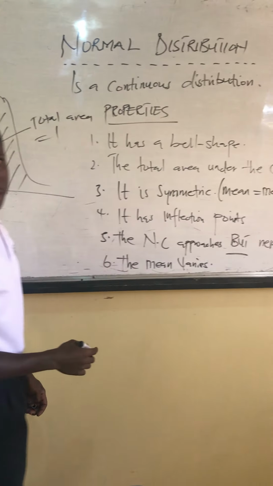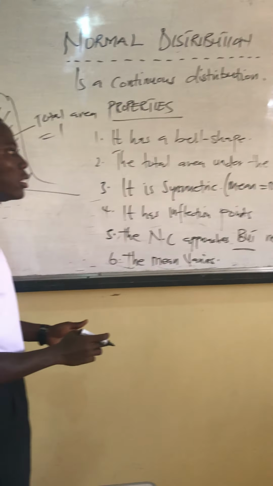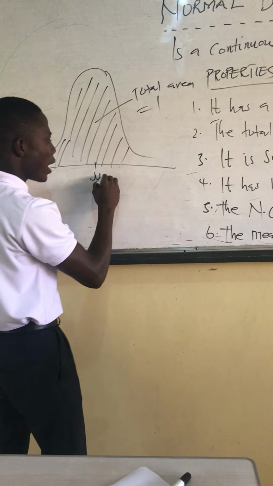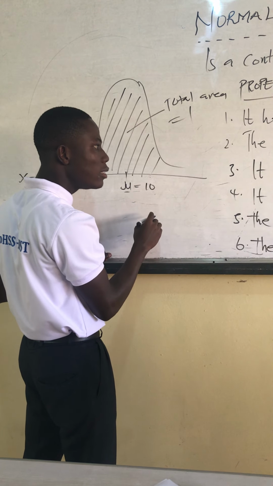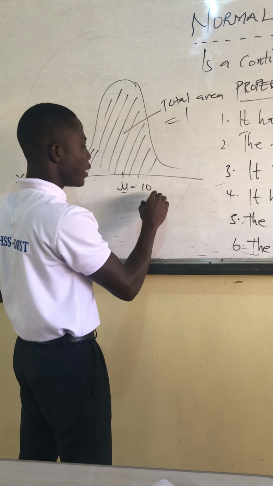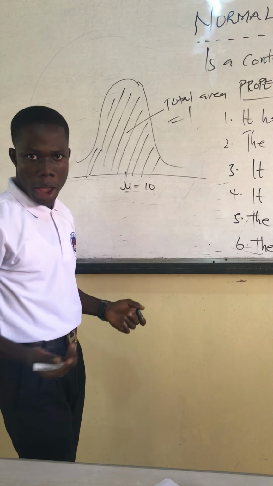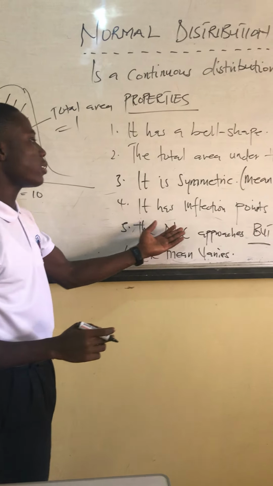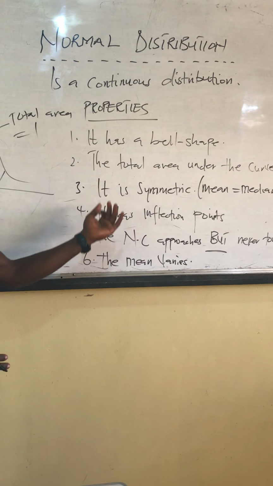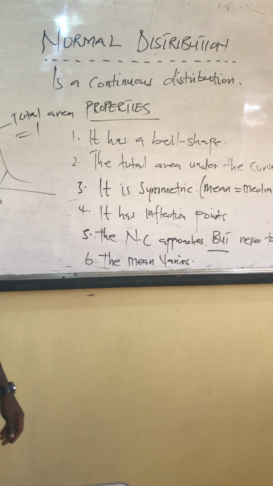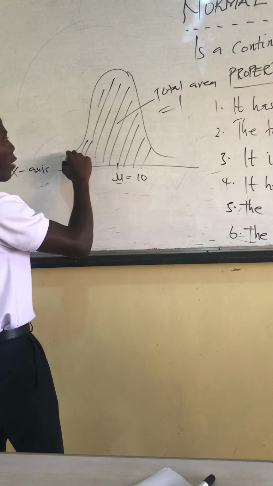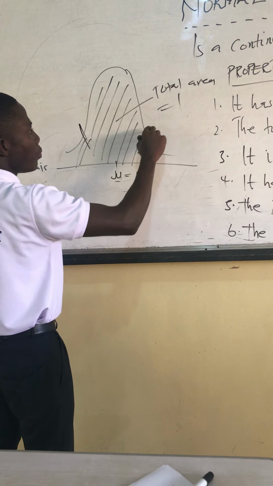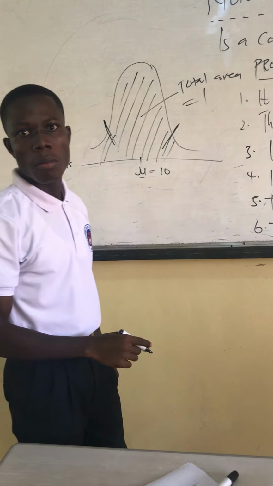It's symmetric. And I'm saying that when we say something is symmetric, it means the mean, the median, and the mode are all equal. So assuming here our mean is 10, it means the median is also 10 and the mode is also 10. Why? Because they are symmetric. The fourth property is that it has inflection point. I'm saying that the inflection point is a point where the normal curve rises and falls. So the curve starts rising from here and it falls from here. So these places are called the inflection points.